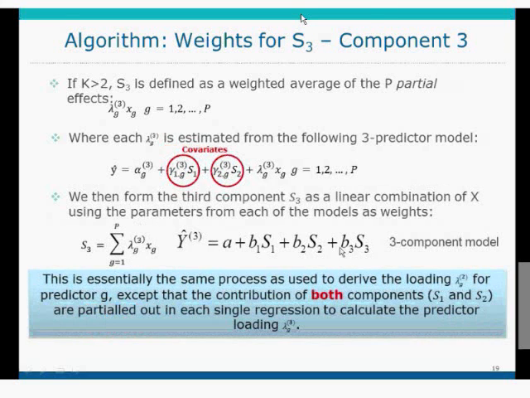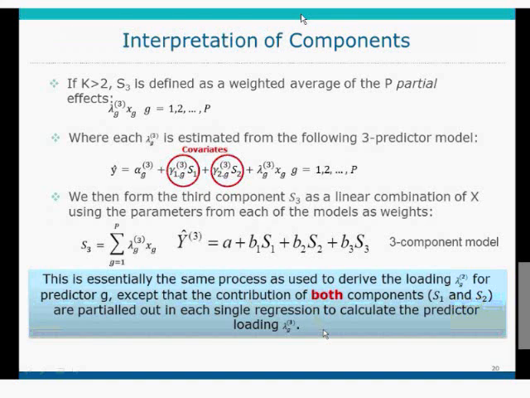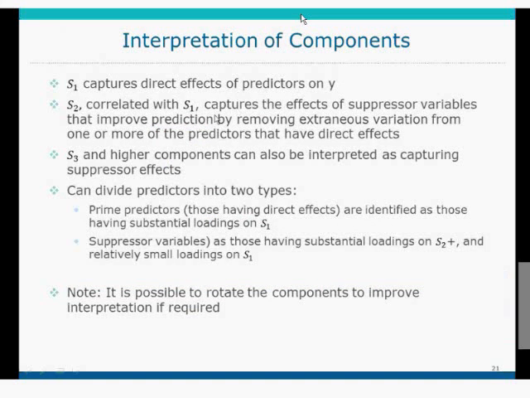Okay, now we can continue this to go to 3 components, and in that case, we control for both S1 and S2 as covariates in the model. Otherwise, it's the same thing. So we have S1 capturing the direct effects. S2 captures the effects of suppressor variables, as I've mentioned before.